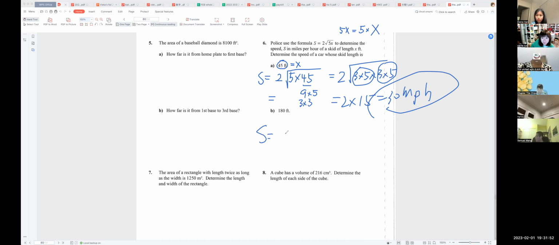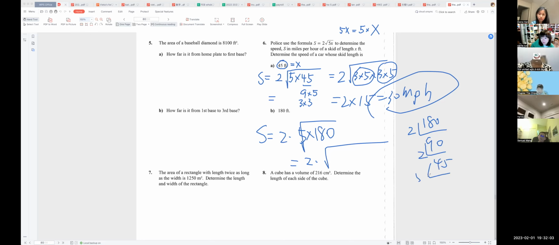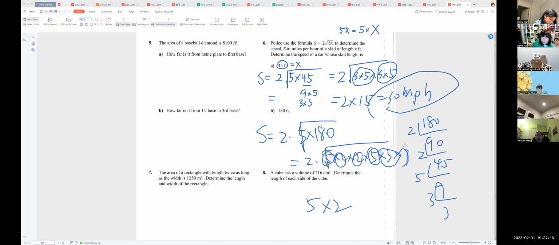Okay, so S equals 2 times 5 times 180 square root. So this one equals 2 times, so 180 is what? Equals 2, 90, 45, 5, 9, so 3 and 3. So equals 5 times 2 times 2 times 5 times 3 times 3. Okay, so 一对5出来一个5，一对2出来一个2，一对3出来一个3。好，里面什么都没有了，不要了，不要忘记前面还有一个2。So the answer is 60 miles per hour.